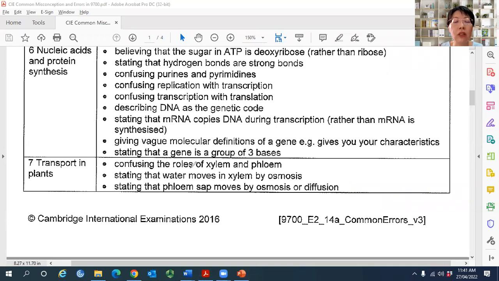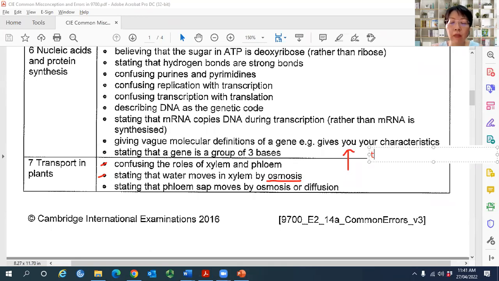And now they're not asking for the name, they're asking for the role. Like phloem function is translocation, right? Translocation of mainly sucrose, but also other metabolites, from the source to the sink. Stating that water moves in xylem by osmosis. No. Water moves in xylem by what? The transpiration pull, right? Which is actually the cohesion tension.